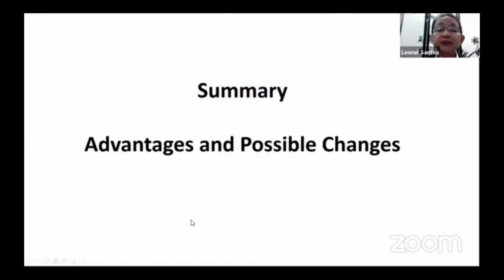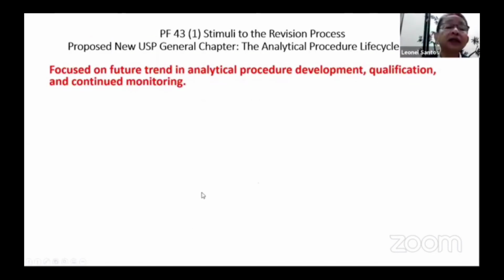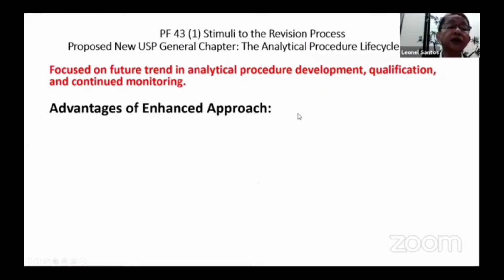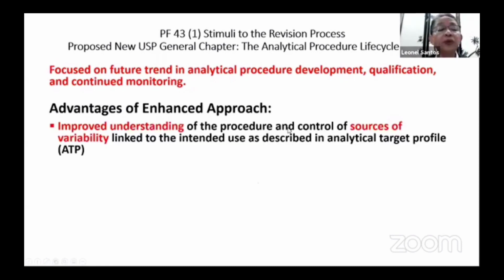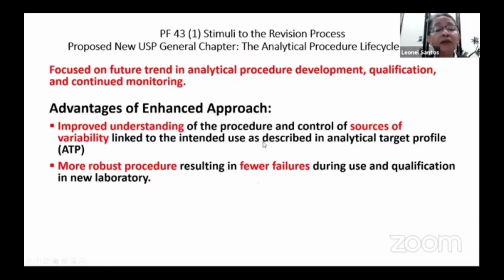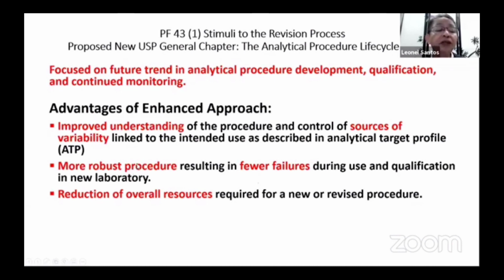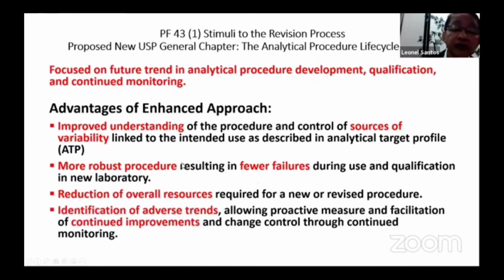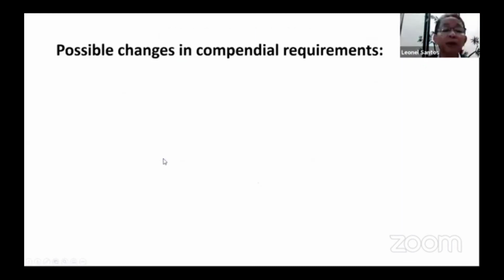In summary, this new proposed general chapter is focused on the future trend of analytical procedure development and quantitation and continued monitoring. The advantages of this approach are an improved understanding of the procedure and control of the sources of variability. It will produce a more robust procedure, a reduction of overall resources required to revise the procedure, and identification of any adverse trend and continued improvements.